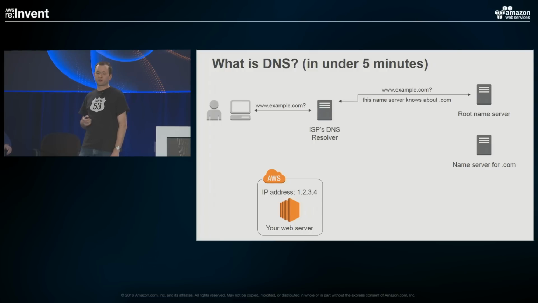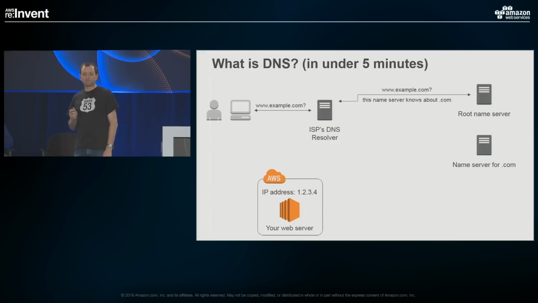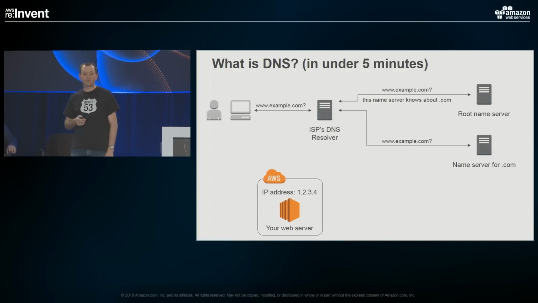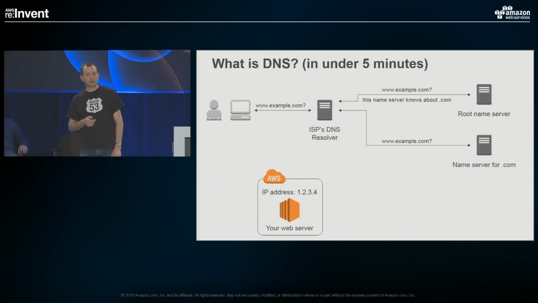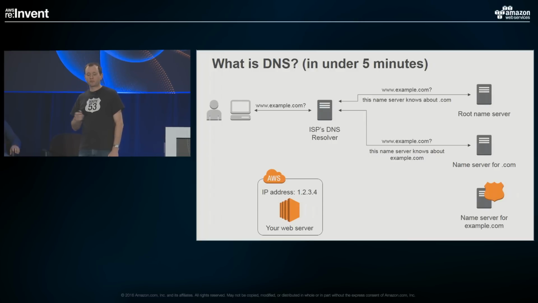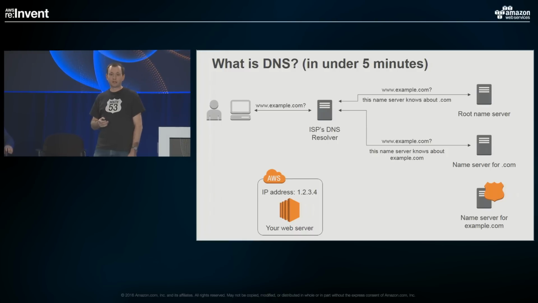And this other name server then knows about .com. So the resolver takes that bit of information and then asks the same question to the name server for .com. Where is www.example.com? The name server for .com doesn't know about www.example.com, but it does know about example.com. So it returns a response saying, I know who knows about what you're looking for. It's actually Route 53. So go ask Route 53, who is the name server for example.com.